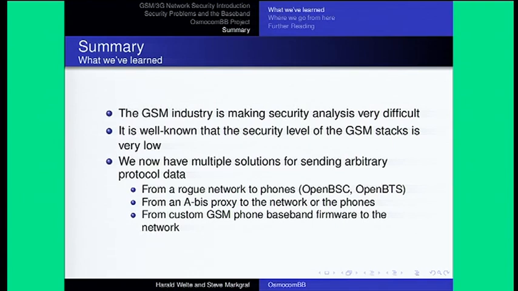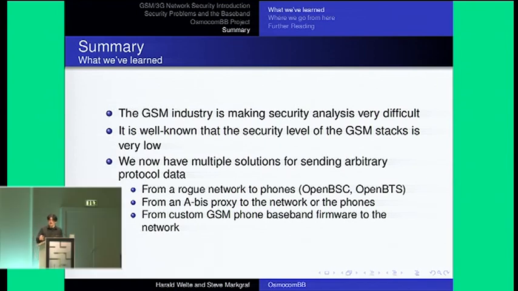Okay, so a summary of what has been going on. The GSM industry has been making it very hard to do security analysis, legitimate and non-legitimate. There are well-known security problems in the GSM stacks, both in the implementation as well as in the specification itself. Now we have multiple solutions for sending arbitrary protocol data, both from the network as well as from the telephone. There's OpenBSC and OpenBTS for the network side. There's OsmocomBB for the baseband side of the telephone. We also have injection proxies, so if you get into one of the other interfaces in the core network, you can also inject messages from there. So that's really all there now.